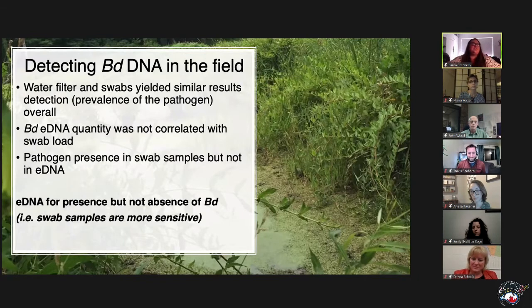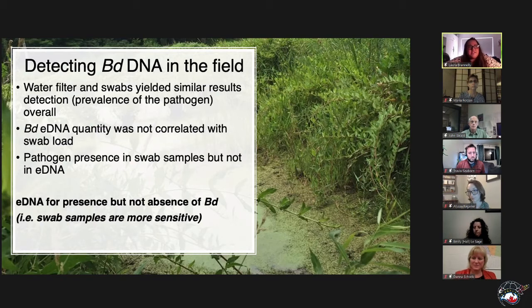So from this work using eDNA to detect BD in the field, we found that filter samples and swab samples yield similar results in terms of prevalence of the pathogen overall, but it wasn't correlated with BD load in the animals.